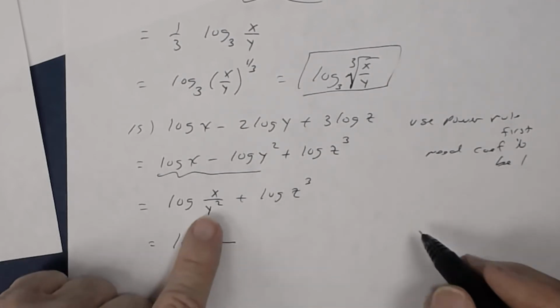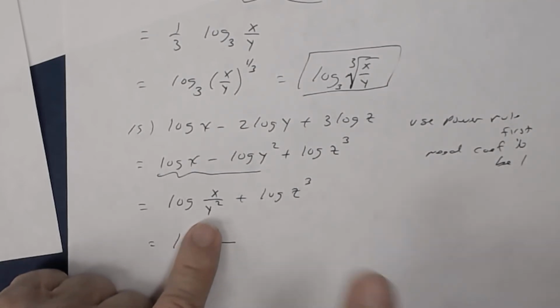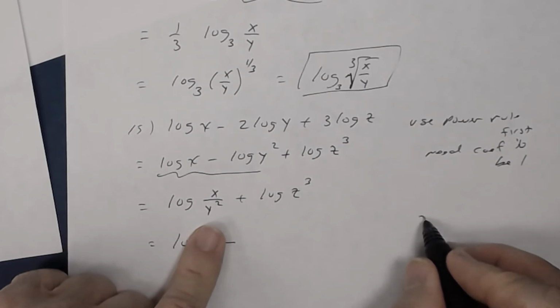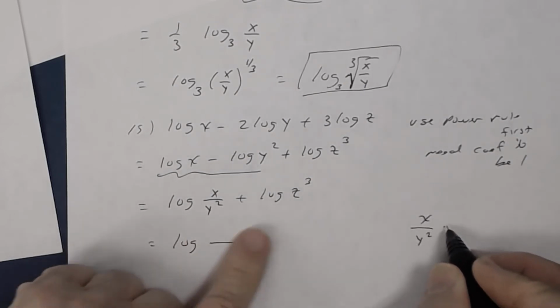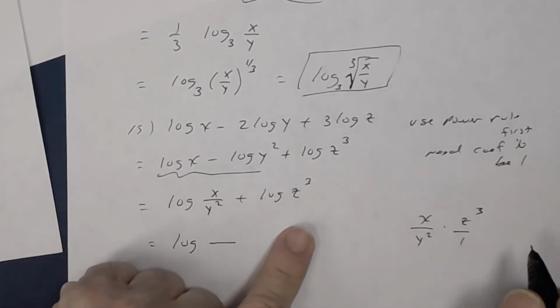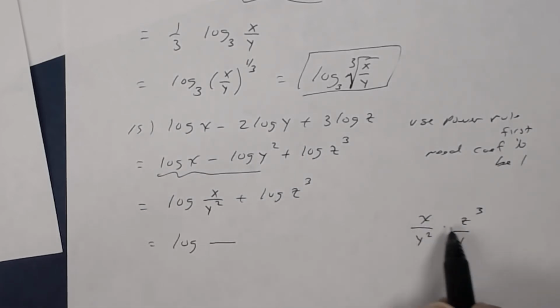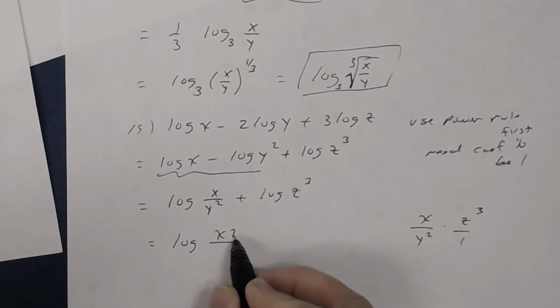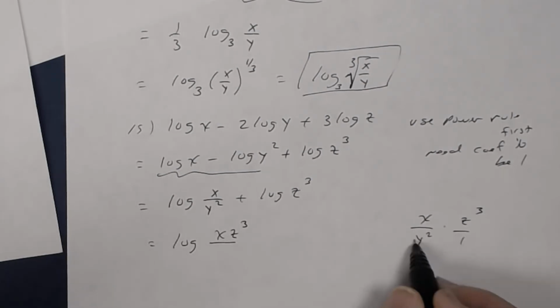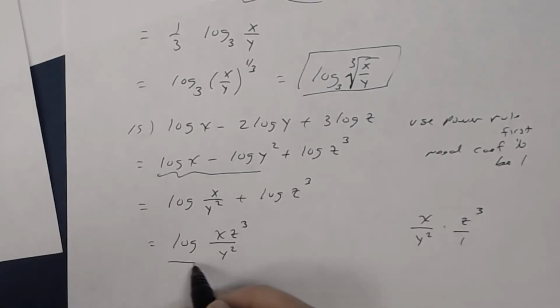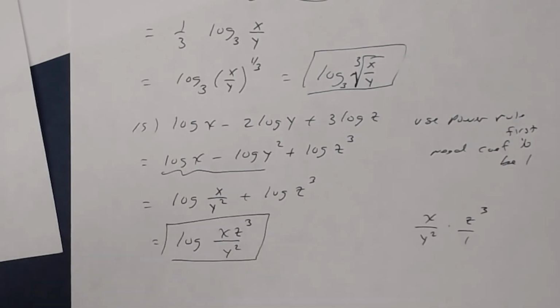All right, so I've got to remind you something. You see, we're multiplying the arguments, right? So I'm asking you this: what's x divided by y squared times z cubed divided by 1? Because z cubed is the same thing as this. So if I write it as 1, do y'all agree that's x times z cubed, divided by y squared times 1, which is y squared? And there's your answer.